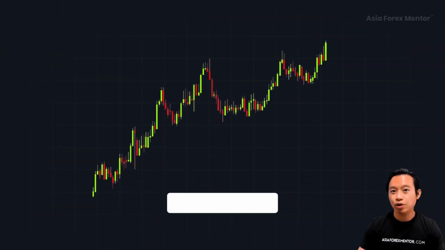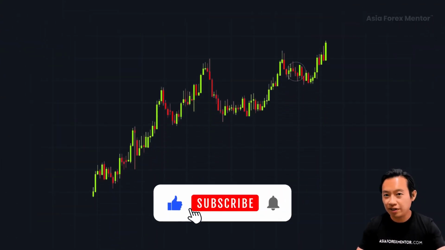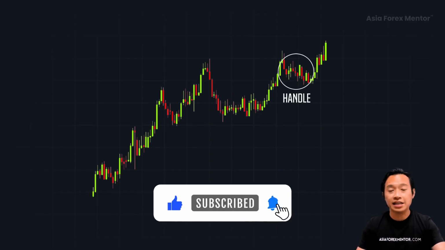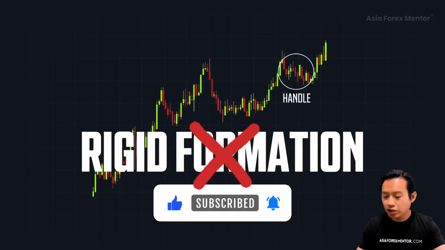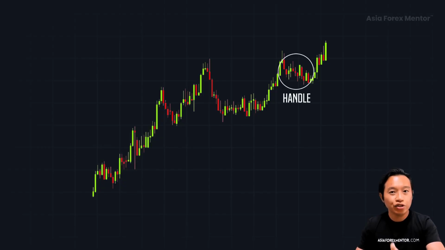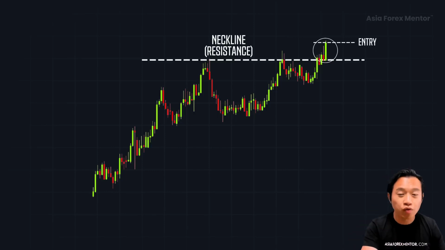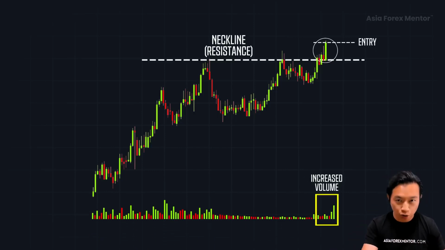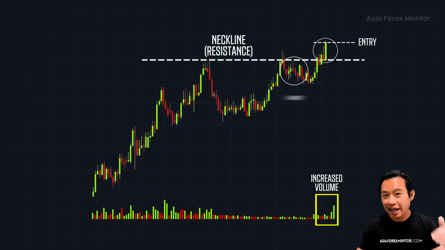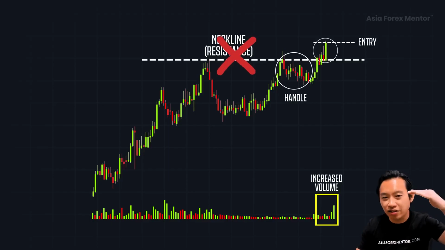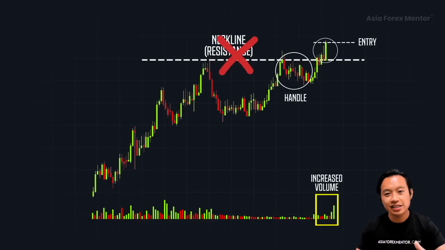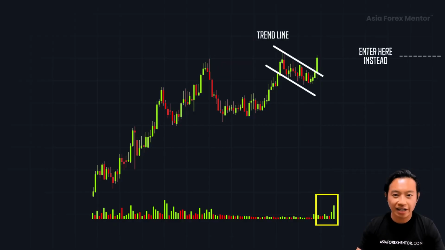So here's another example where you can see a different shape of the handle, right? Which is like what I said, it's not a rigid formation. So when you trade the cup and handle, you should enter the buy position when price breaks where? Above the handle, right? Preferably with what? Increased trading volume, correct? So in this case, which is why I'm giving another example, the handle is not the neckline, it's not the resistance line at the top. In this case, it is the trend line.